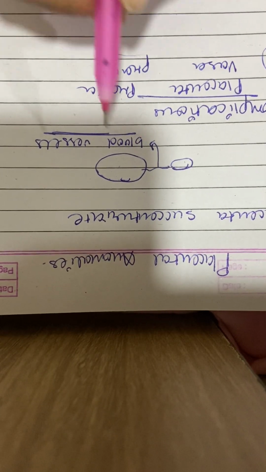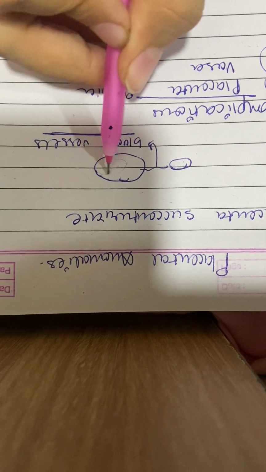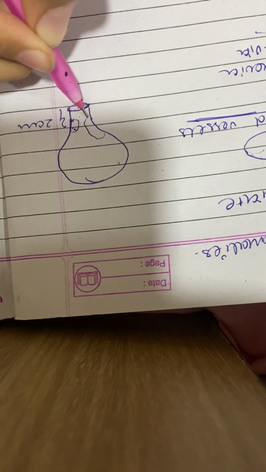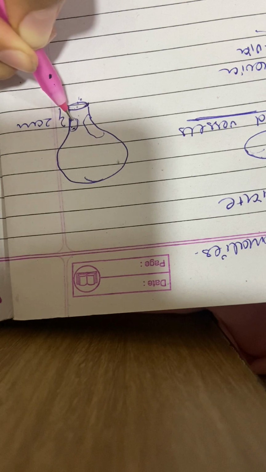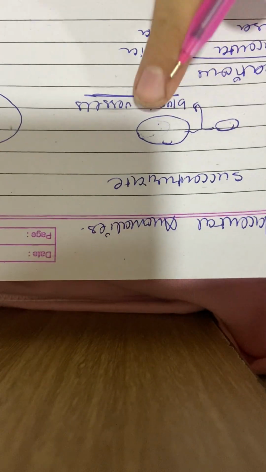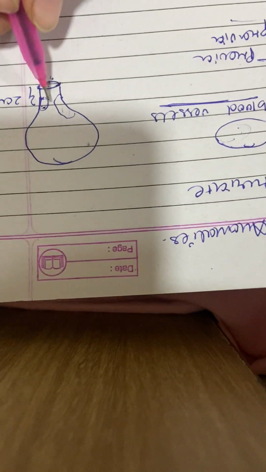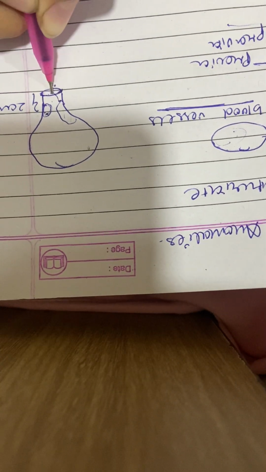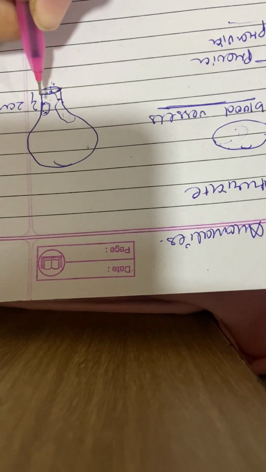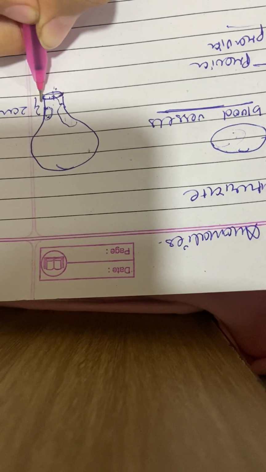Now let's see what is vasa previa. In vasa previa, if we see, there are two lobes of placenta here, right? So if one lobe of placenta is present here and the small lobe of placenta is present here, or vice versa, but it is connected through blood vessels, right? If it is connected through blood vessels and the blood vessels are touching the internal os, then this is known as vasa previa.